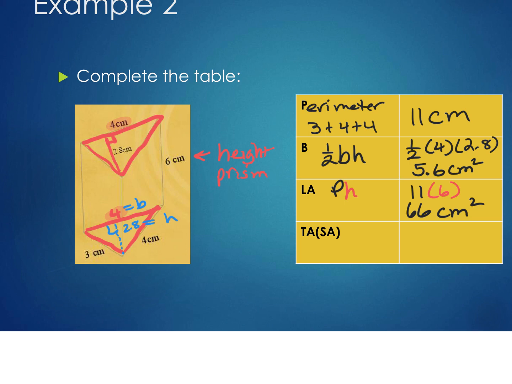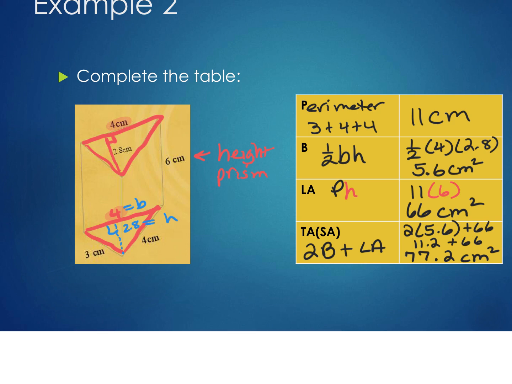And now for total area or surface area, 2 times the base area plus the lateral area. My base was a triangle, and I found the base area to be 5.6. So I multiply that by 2, then add the 66. So I get 11.2 plus 66, 77.2 centimeters squared. This one was easy.